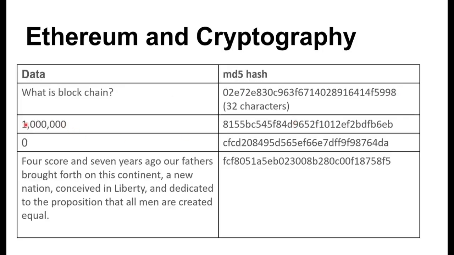string. This way of saying a million can be hashed into this 32 character string. This 0 can be hashed into this 32 character string. And this paragraph here, which is part of the Gettysburg Address, can be hashed into this 32 character string.